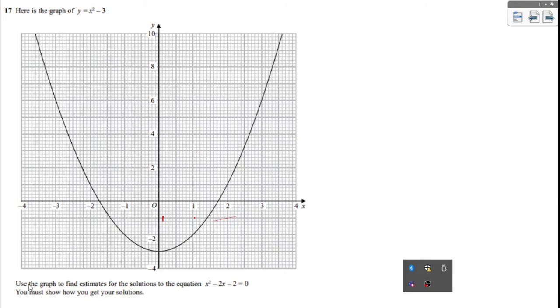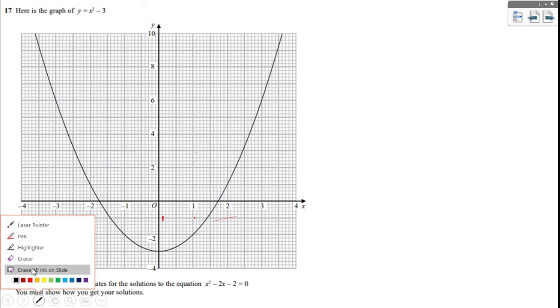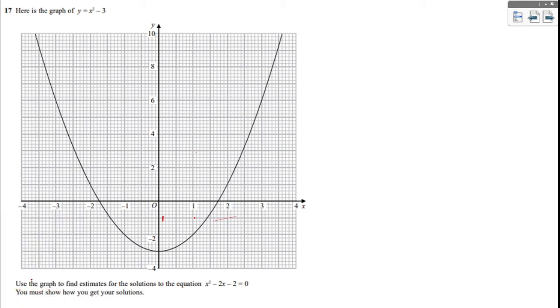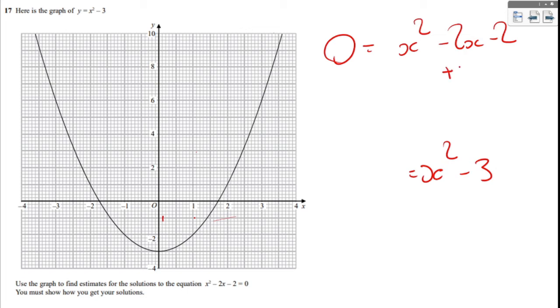Okay, graph of y equals x squared minus 3. Use the graph to find estimates of the solutions to x squared minus 2x minus 2 equals 0. Okay, so I've got 0 equals x squared minus 2x minus 2. And I want to get it to look like something equals x squared minus 3. So what I'm going to do is add 2x to both sides. And I'm also going to subtract 1 from both sides. So then my right hand side actually turns into x squared minus 3. And my left hand side becomes 2x minus 1.